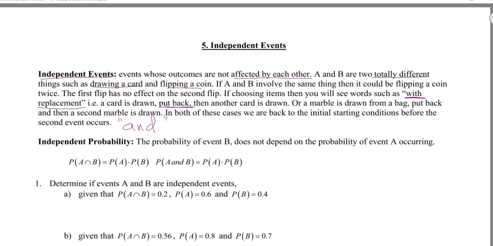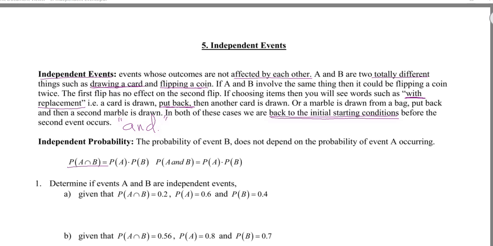Or you draw a marble out of a bag. You put it back, and then a second marble is drawn. So in both of these cases, or in independent events, when you do the second thing, you are back to the initial starting condition. So you're either doing two totally separate things, draw a card, flip a coin, roll a die. So they can obviously have no effect on each other. If you're doing the same thing, then on your second draw, you're back to the initial starting conditions. An independent probability does not depend on the probability.